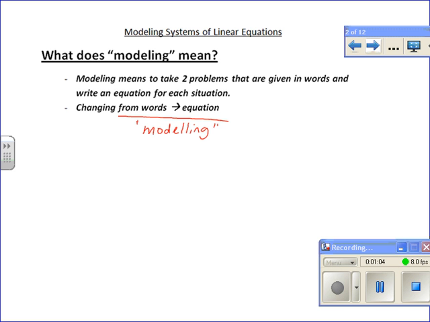And in our case, the type of equation we're going to be using is a linear equation. So y equals some slope x plus the y-intercept b. So we're going to put our equation in slope-intercept form.